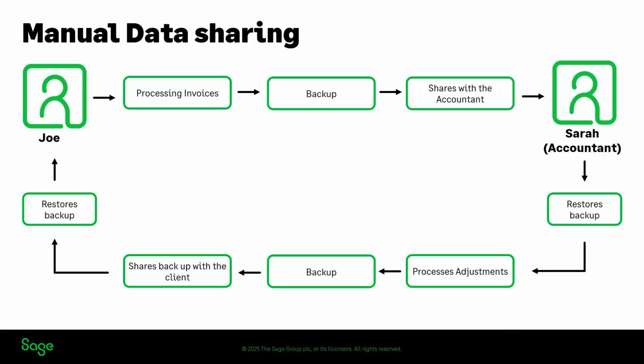Now, whilst all of that's going on, Joe would not be able to process anything, because when he gets the backup from Sarah, if he was to process anything, it would be overwritten by Sarah's backup. Now, using remote data access allows you to work concurrently without that back and forth, one processing then the other. So let's take a look at some common scenarios.